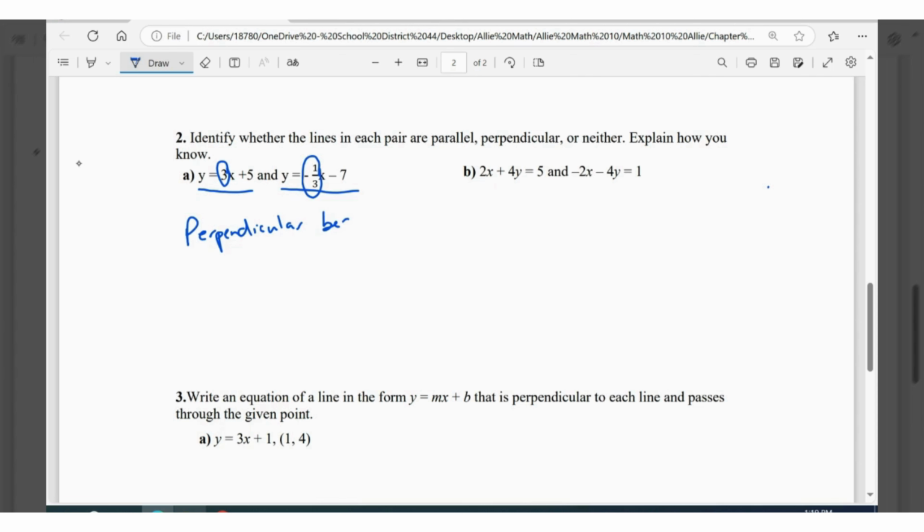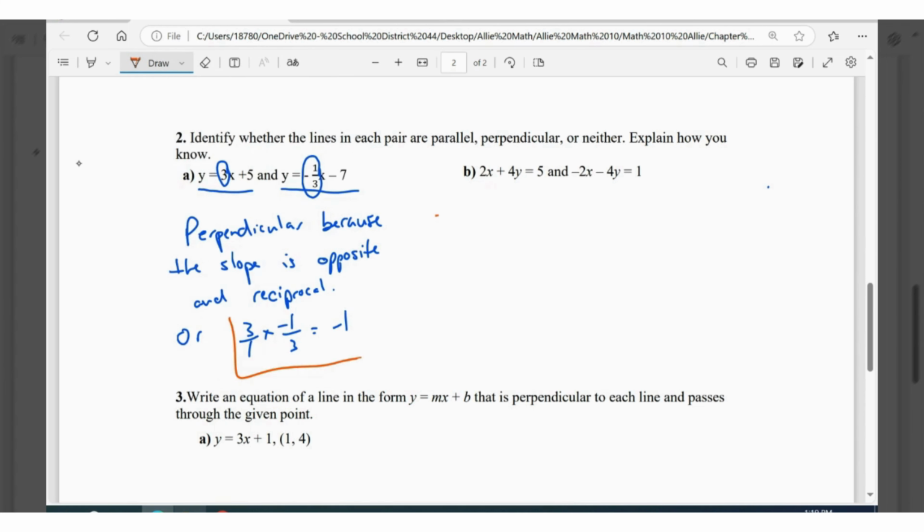because the slope is opposite and reciprocal. Or you could say 3/1 times -1/3 equals -1. That's another way to prove that. If their products equal -1, that's another way to show that these are perpendicular lines.